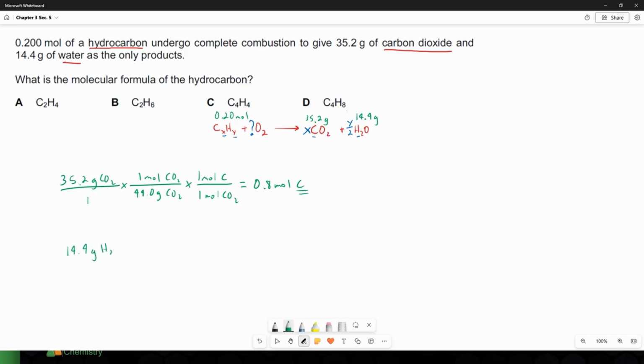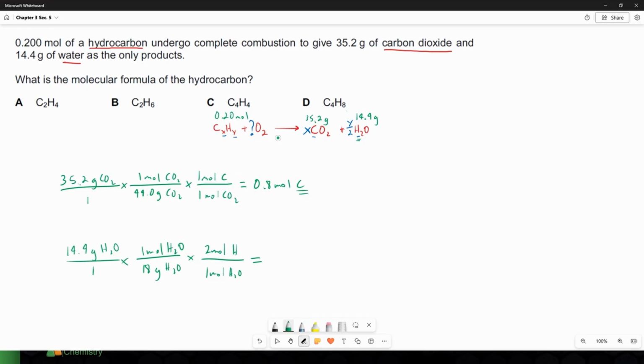14.4 grams of water. Molar mass of water is 18. So 18 grams of H2O is equal to 1 mole of H2O. But again, we don't care about the water specifically. We care about the hydrogen in the water. So we know, thanks to y over 2, and thanks to the formula itself, H2O, that 1 mole of H2O has 2 moles of hydrogen in it. Again, that's where this y over 2 came from, because of the 2 in the water, because of that ratio.